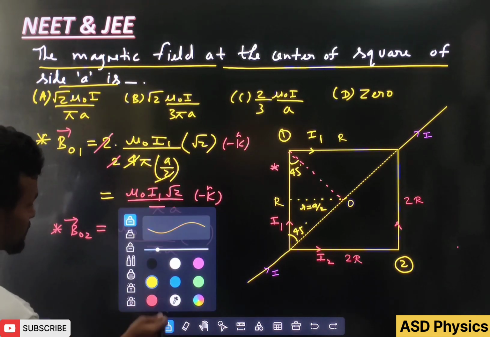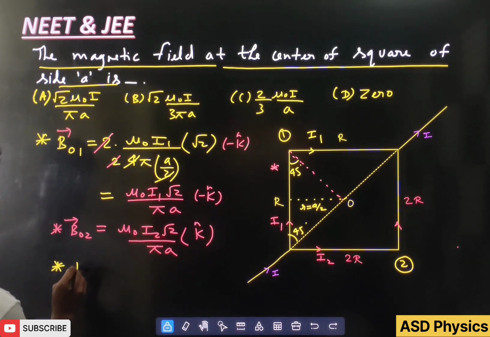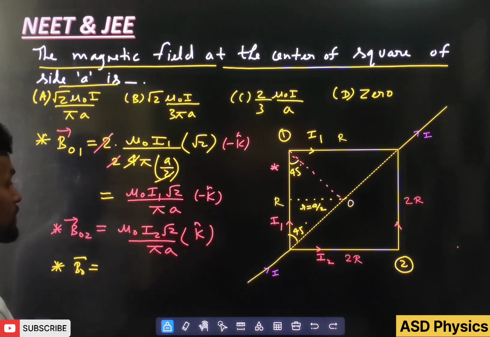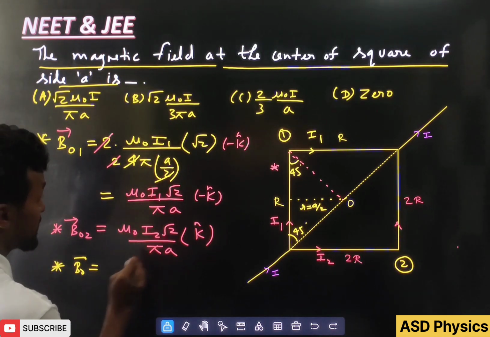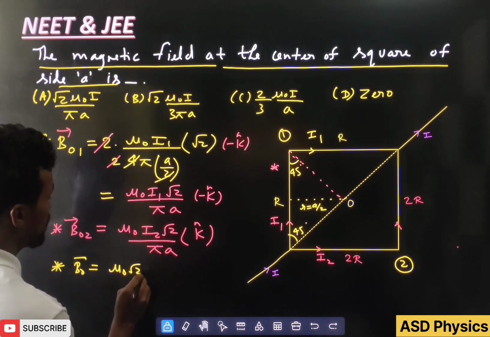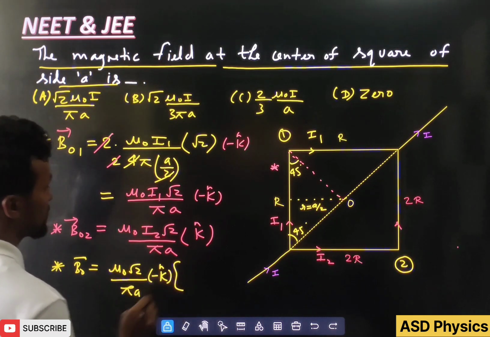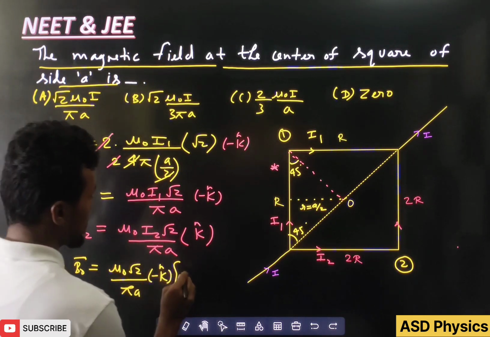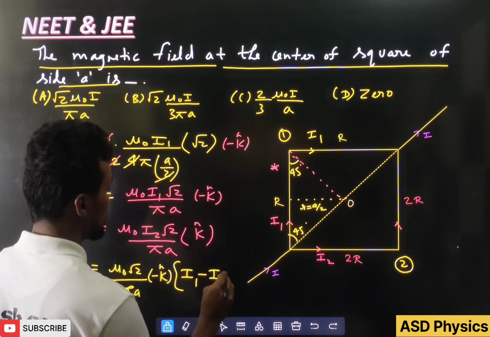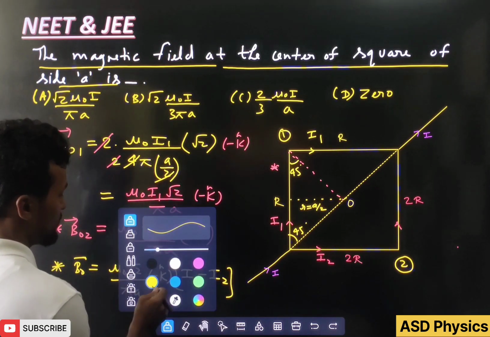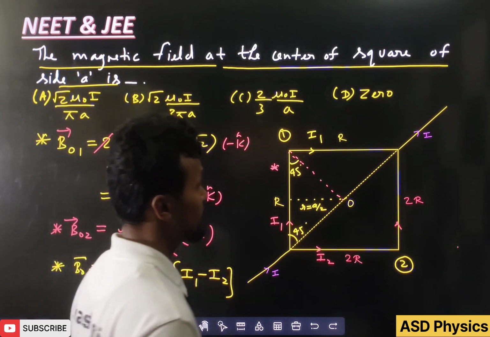Now students, after that, if I write the resultant magnetic field, what will come here? If I just take the common things, mu naught root 2 by pi A, and minus k cap I have taken common. So minus k cap common means it will come I1 minus I2. Now students, I1 how much here?